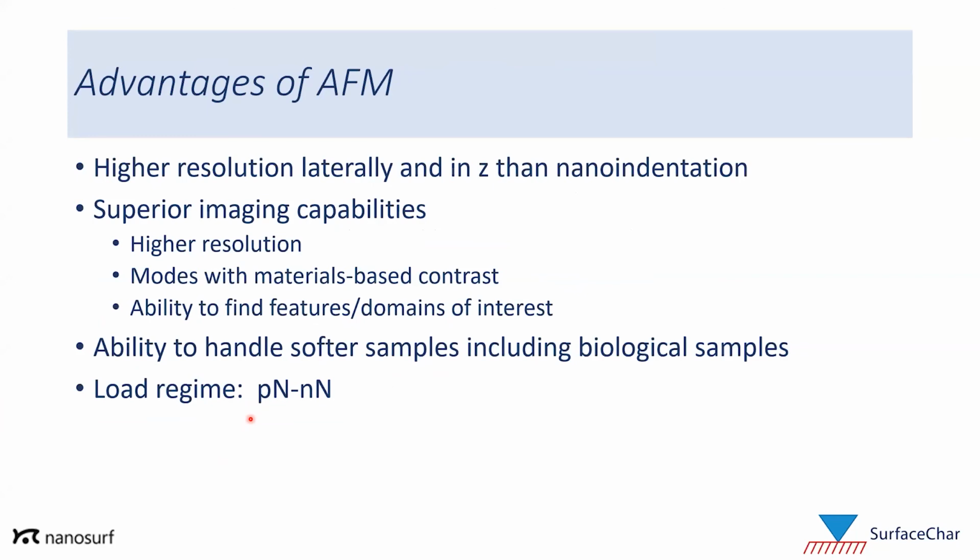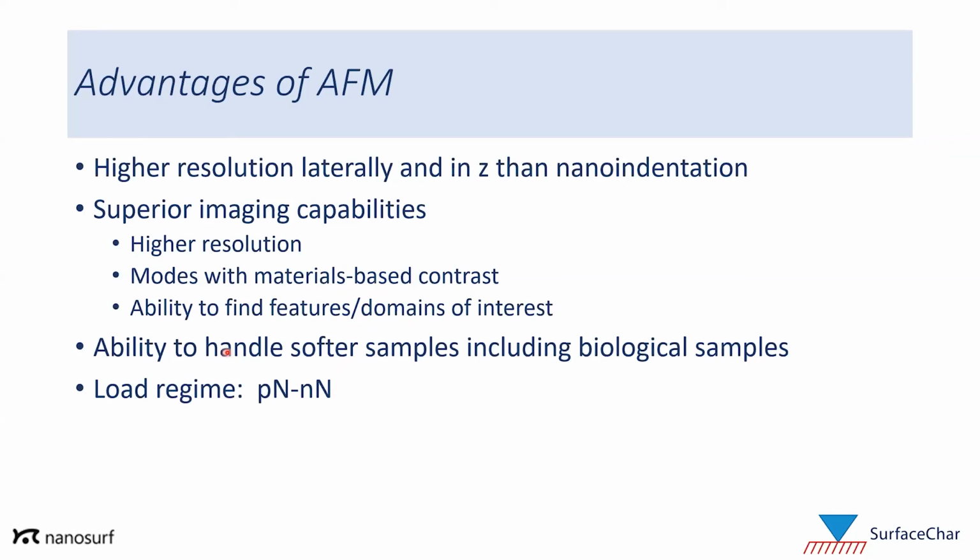Advantages of AFM. First, we have higher resolution laterally and in Z than nanoindentation. It has superior imaging capabilities. It has modes with materials-based contrast that you can tap into to probe the different components, and has a really good ability to find features or domains of interest. It also has the ability to handle softer samples, including biological samples, and again a much lower force regime than the nanoindenter.